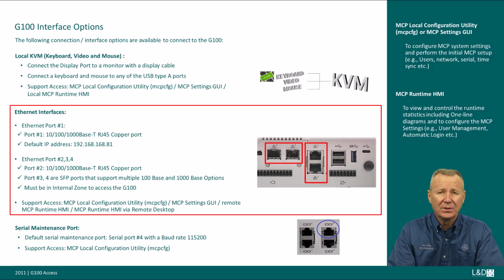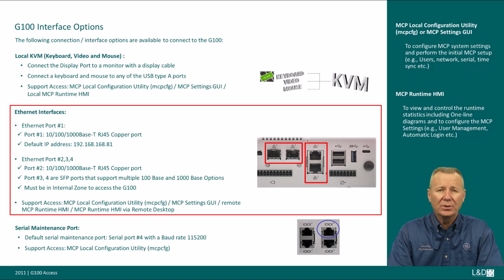Ethernet interfaces: G100 provides 4 independent Ethernet ports. Ethernet port number 1 is a 10/100/1000 Base-T RJ45 copper port. Default IP address is 192.168.168.81. Ethernet port number 2, 3, and 4.